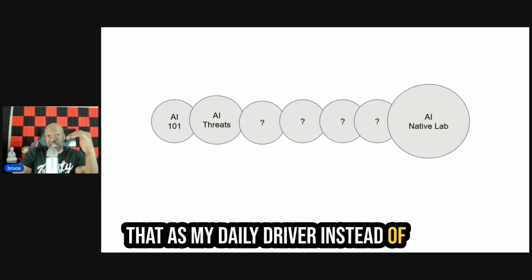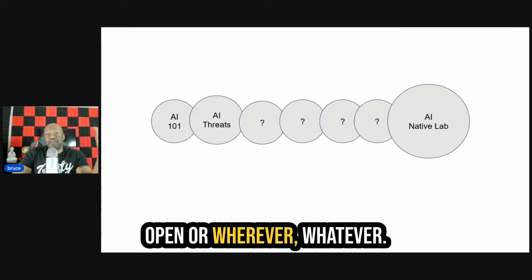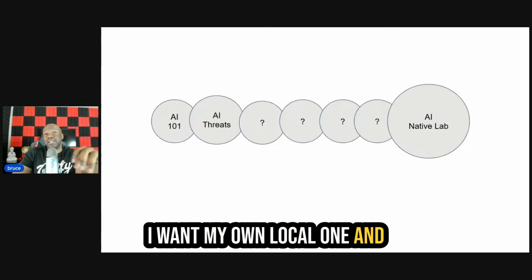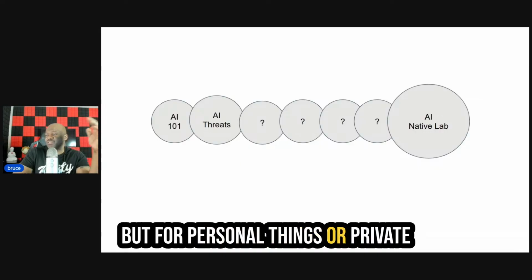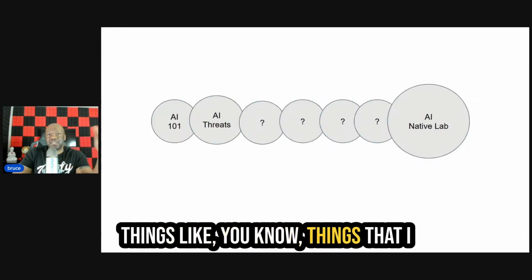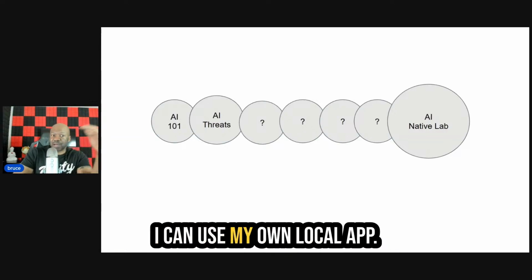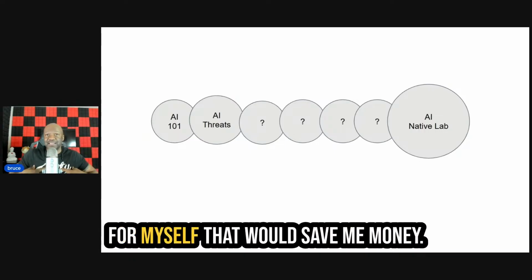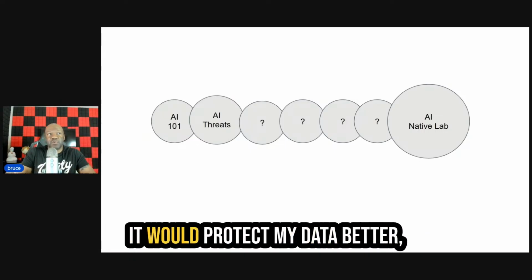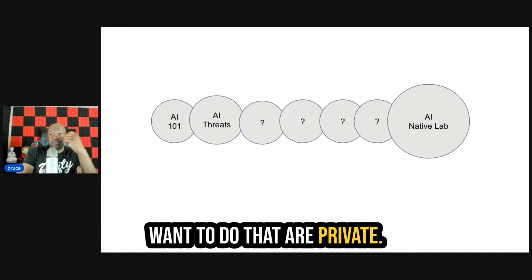And then I use that as my daily driver instead of using Gemini or Anthropic or OpenAI or whatever. I want my own local one, and then I can use those other cloud-based ones when I feel like it. But for personal or private things, things that I don't want in the cloud, personally identifiable information, I can use my own local app. This is something I can use. It's something for me, gaining skills for myself that would save me money. It would protect my data better, allow me to do things I want to do that are private.